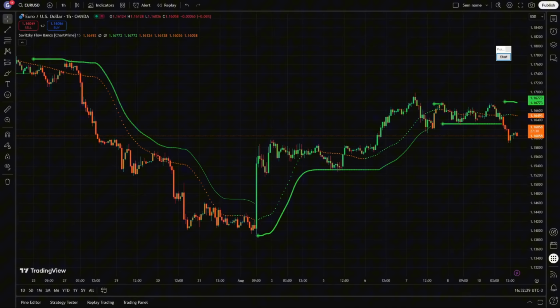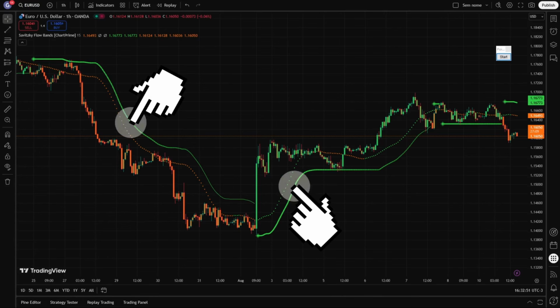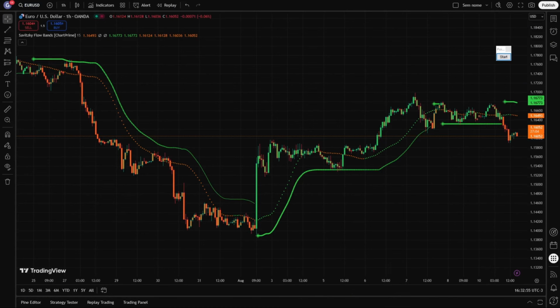Now let's understand this indicator. The central dotted line is the main base of the trend. Green means an uptrend, orange means a downtrend. Because it uses a special filter, this line follows the price much more closely than a regular moving average. The solid outer lines create a dynamic channel of support and resistance. They adjust themselves according to volatility using the ATR, the average true range. They work as high probability entry zones.